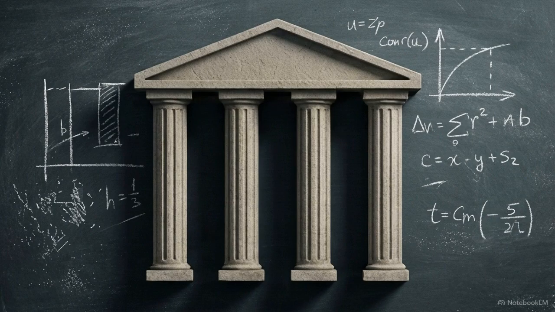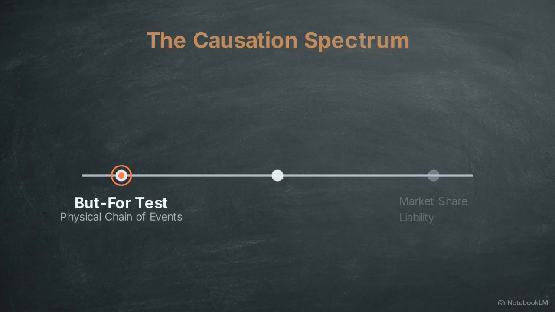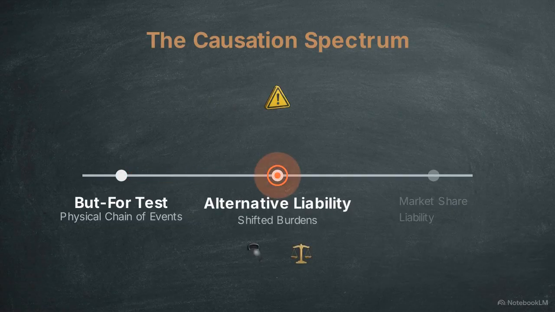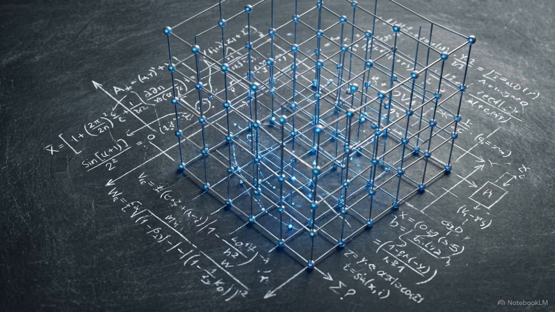It operates as a sprawling spectrum of legal tests, beginning at strict physical but-for causation. When redundant causes or simultaneous negligence obscure the facts, the law slides to the middle, employing shifted burdens and alternative liability. At the far extreme, where physical proof is entirely abandoned, liability relies purely on statistical models and market share.